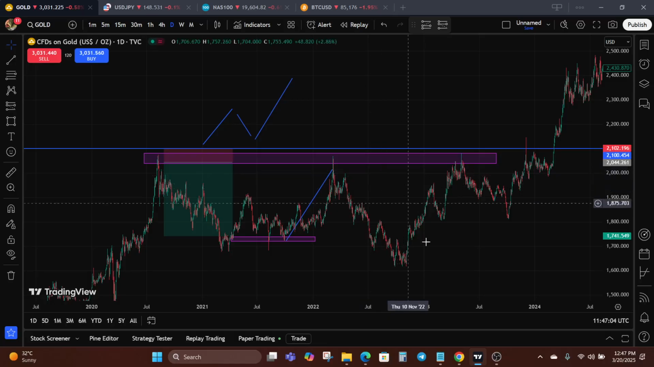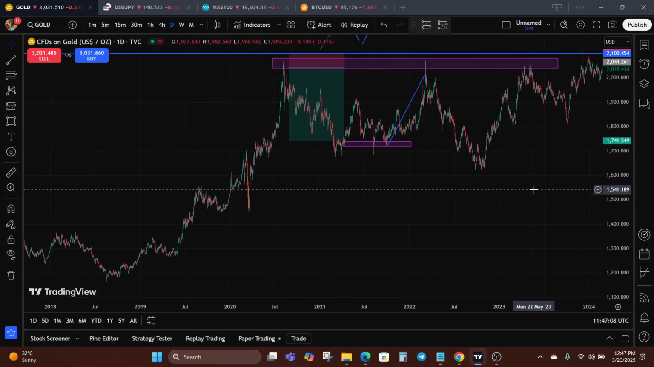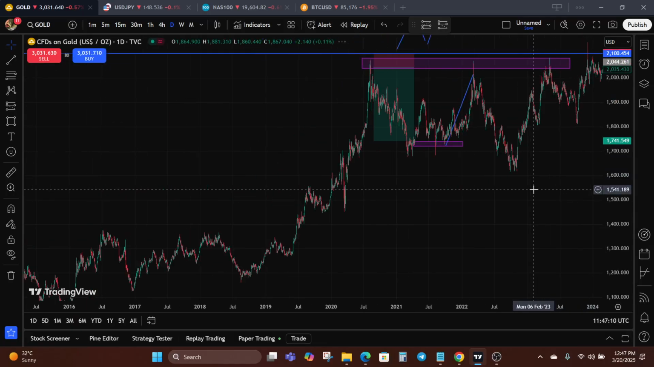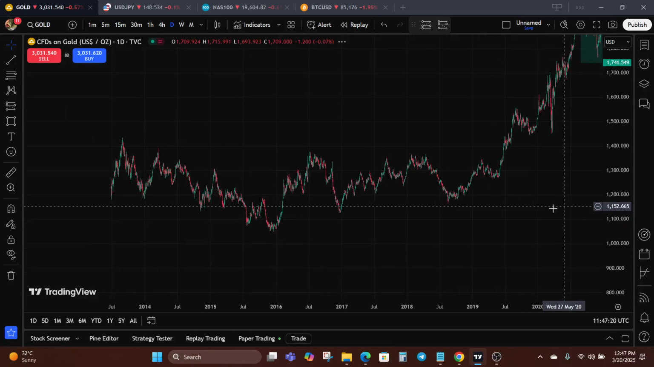All right, then we also have the sell side liquidity. That one is below price. This is where sell orders sit, like stop losses from long traders.